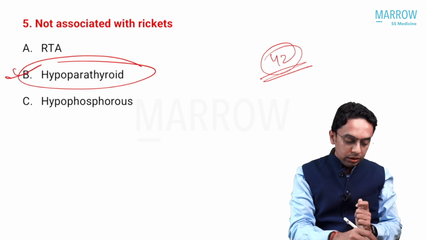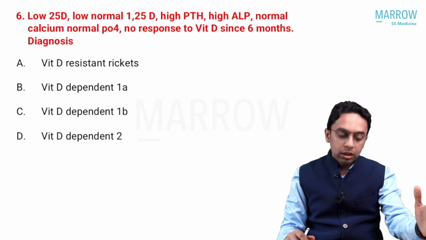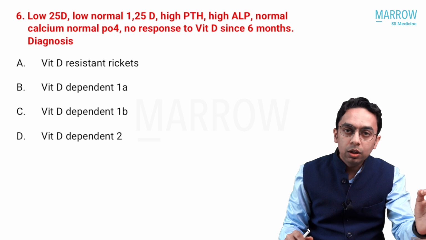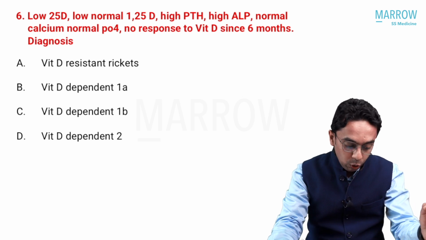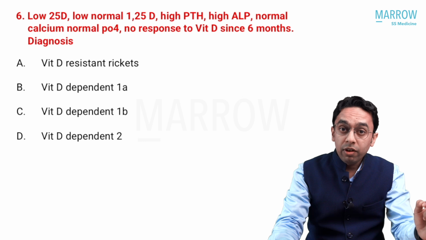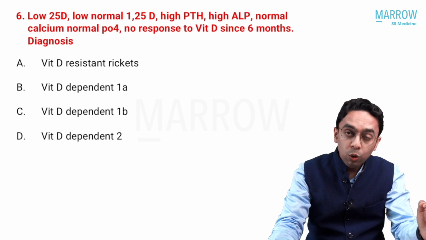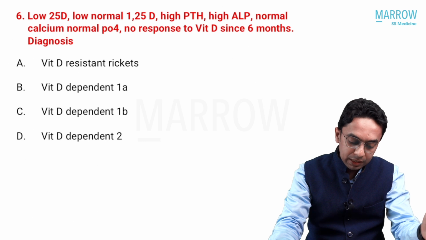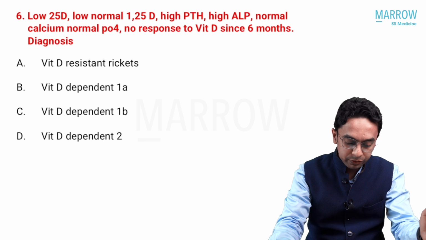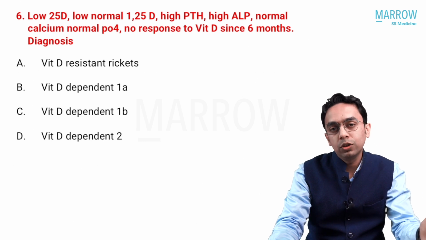The answer is B. Coming to question number 6. Okay, so this one is really a good question here. Low vitamin D, 25 hydroxy vitamin D, with low normal 125 vitamin D, with high PTH, with high ALP, with normal calcium, normal phosphate, and no response to vitamin D since 6 months. So what is your diagnosis?